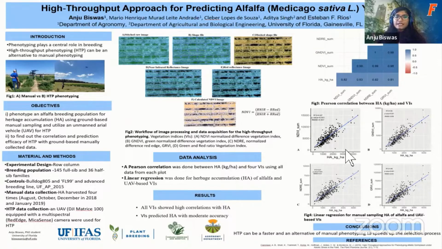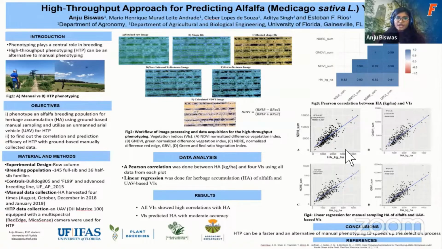Then the image processing was done in Agisoft, which is visible from figure 2. We stitched the images using Agisoft and QGIS to generate 4 vegetation indices based on 2 or more bands designed to enhance the contribution of vegetation properties. And figure 2 represents the workflow done in that software. Pearson correlation and linear regression were done in R later on.